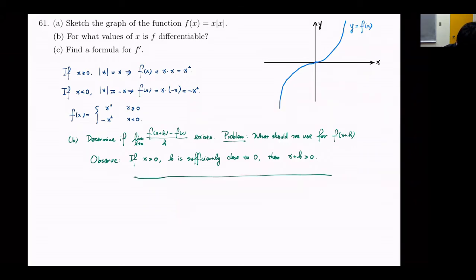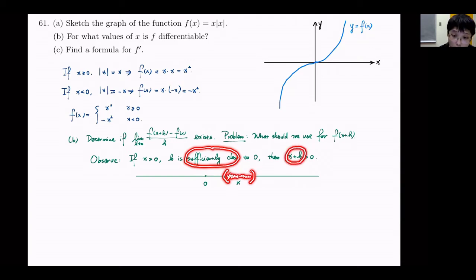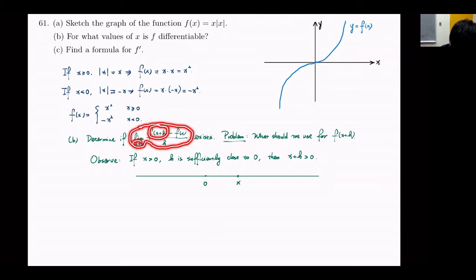Okay, so this can be seen from the following picture. Let's say that this is going to be my 0 and this is going to be my x on the number line. If my h is sufficiently close to 0, then I can control my interval to be sufficiently small. And the interval can be controlled to be so small that every member inside this interval, namely every possible choice of x plus h, is going to be sitting to the right of the number 0. So in other words, if we are interested in the limit that involves x plus h and my h is approaching 0, then my x plus h can always be taken to be strictly positive. And as a result, we will say that f of x plus h is going to be x plus h squared. All right, so this is the first observation.